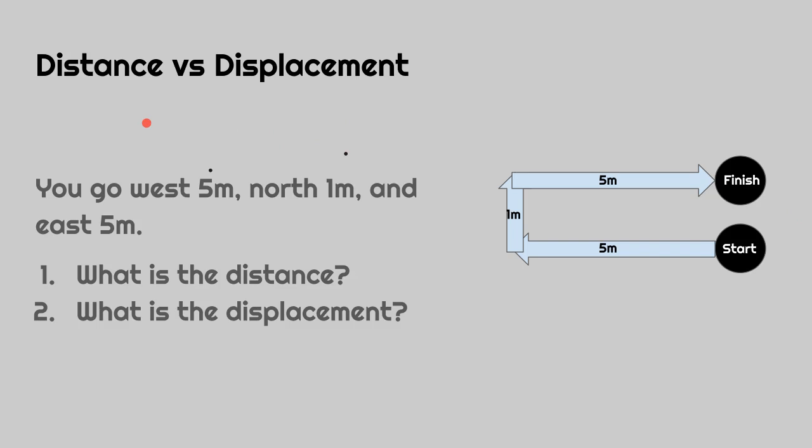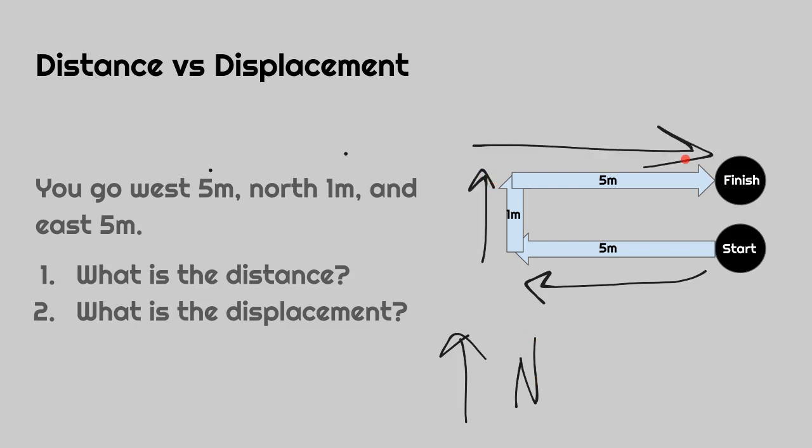Okay, so this is the direction I'm going. Let me see if my finger works well. I'm going to go 5 meters this way to the west, because if you think about here, this is my north, west is to the left. Then I'm going to go north 1 meter, and then east 5 meters, sorry. So I got 5, 1, and 5.